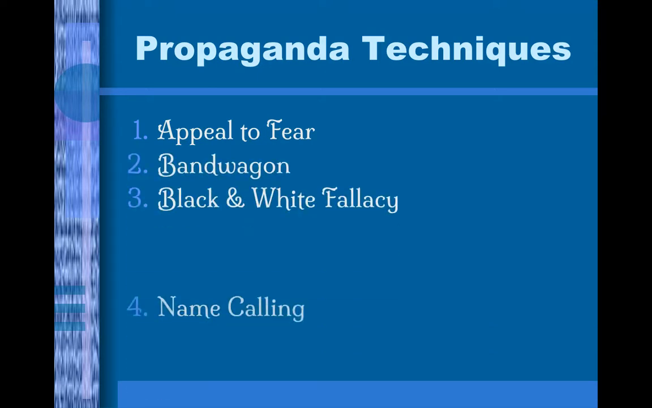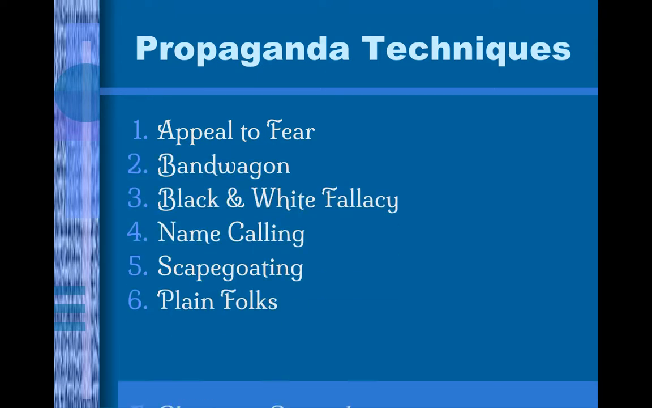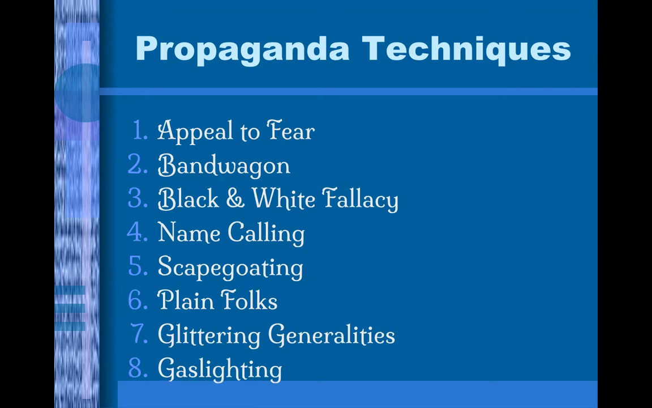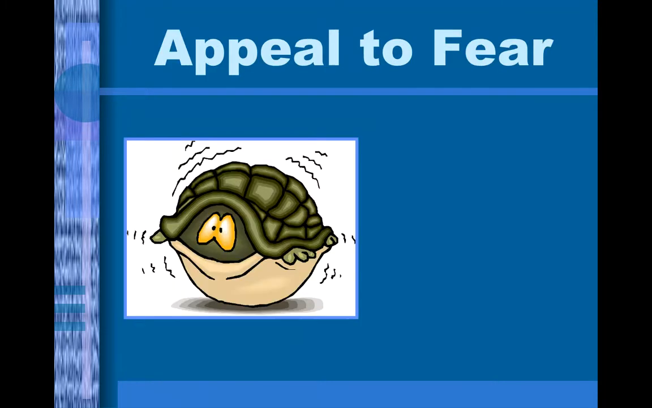So there are various kinds we are going to talk about today. The 8 that we're going to highlight: appeal to fear, bandwagon, black and white fallacy, name calling, scapegoating, plain folks, glittering generalities, and gaslighting. So there really are 8 different kinds we're going to focus on, and these are the names of them. We'll get into the specifics.